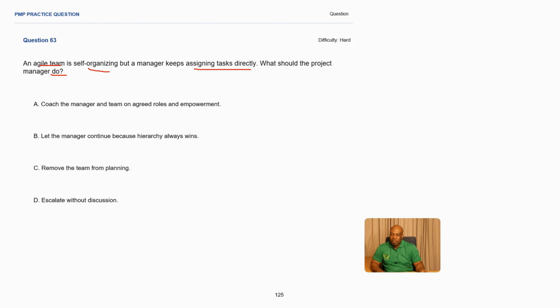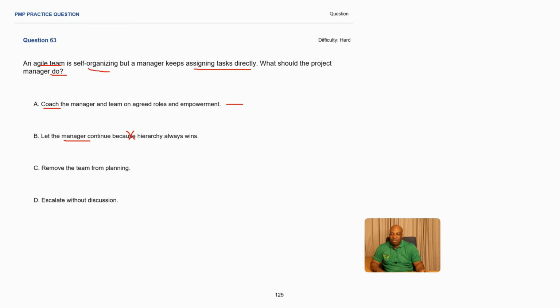Okay, A: coach the team manager and team on the agreed roles and empowerment. This makes sense. You want to coach them more on the agile activities. Then B, let the manager continue because hierarchy always wins. In a project environment, managers, in most cases, are not subject matter experts. So allow the team to self-organize in an agile environment, making this one incorrect.